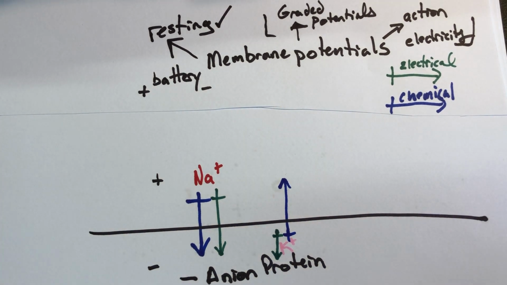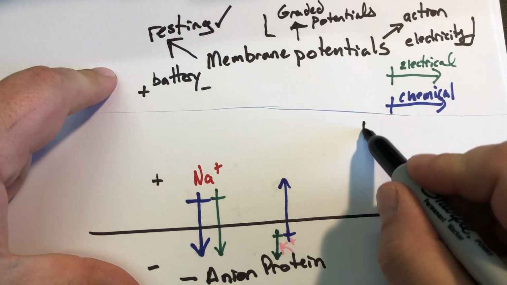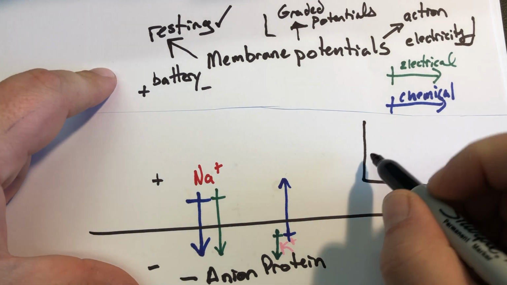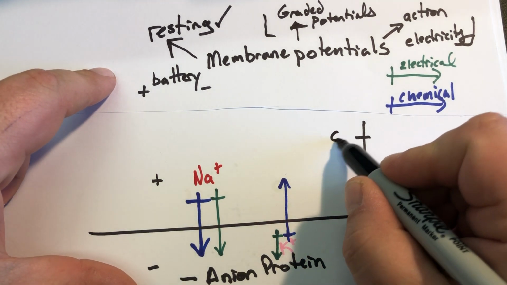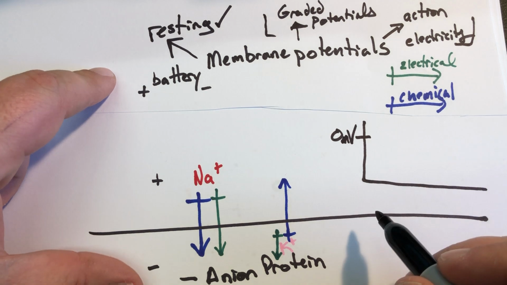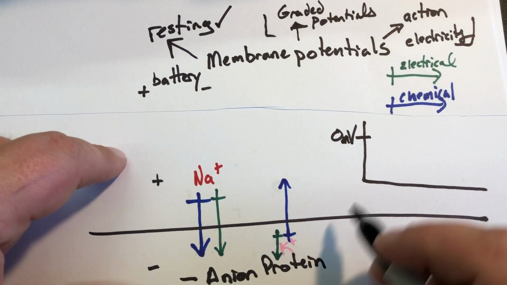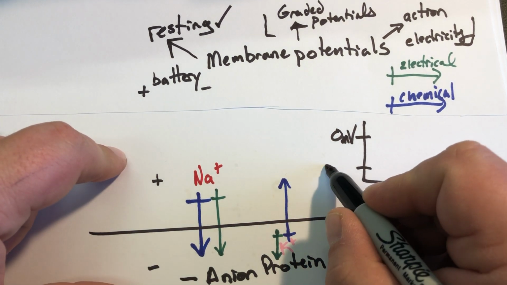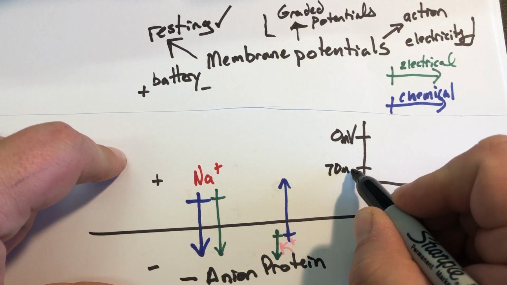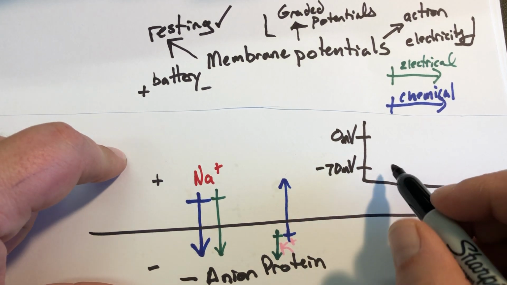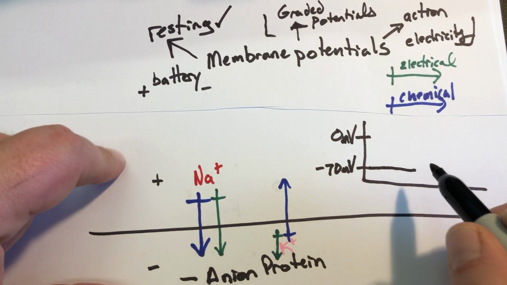So if we were to measure the electrical potential inside the cell at this period of time, here is 0 millivolts. We said the inside of the cell is slightly negative, so maybe minus 70 millivolts, minus because it's negative, so we're sitting down here.